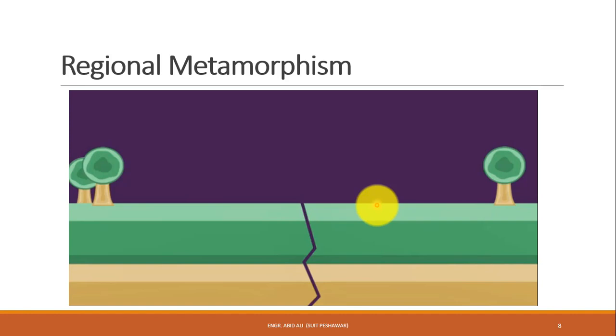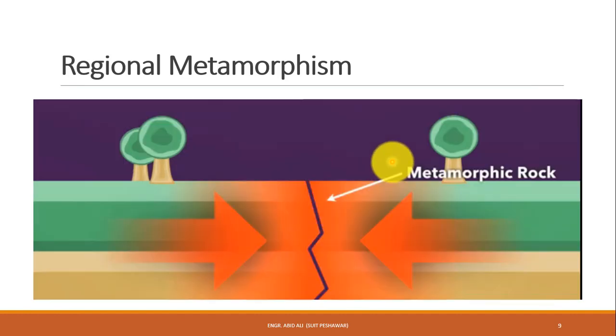But let's talk about the second type, regional metamorphism. Now this one is going to be more from pressure. Let's imagine that I have a plate boundary here, a fault, a crack, and that these two plates are coming together, so it's a convergent plate boundary. As you can imagine, in the middle here there's going to be immense pressure. That pressure can cause the rock trapped in the middle to become metamorphosed. All along this boundary you will find metamorphic rock. Again, this is different from contact metamorphism. It is not so much about the heat, it's more about the pressure.